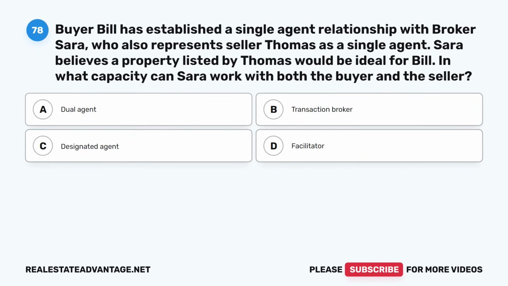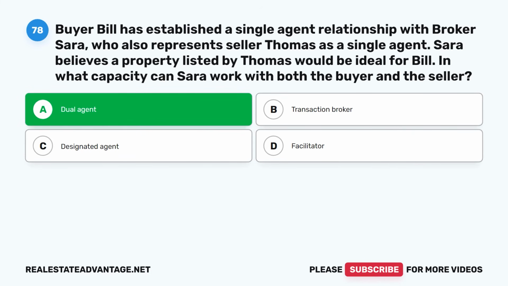Question 78. Buyer Bill has established a single agent relationship with broker Sarah, who also represents seller Thomas as a single agent. Sarah believes a property listed by Thomas would be ideal for Bill. In what capacity can Sarah work with both the buyer and the seller? A. Dual agent. B. Transaction broker. C. Designated agent. D. Facilitator. The correct answer is A.